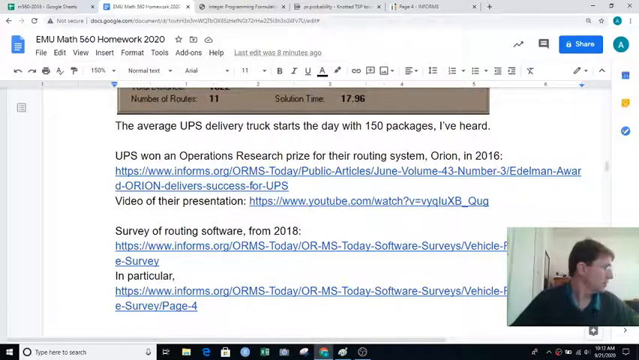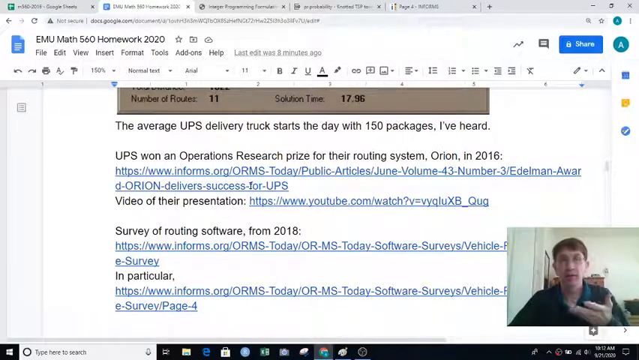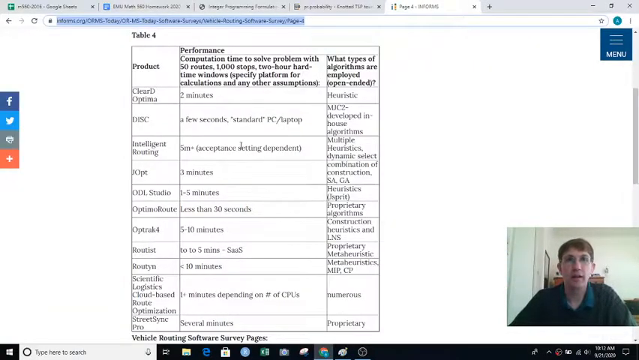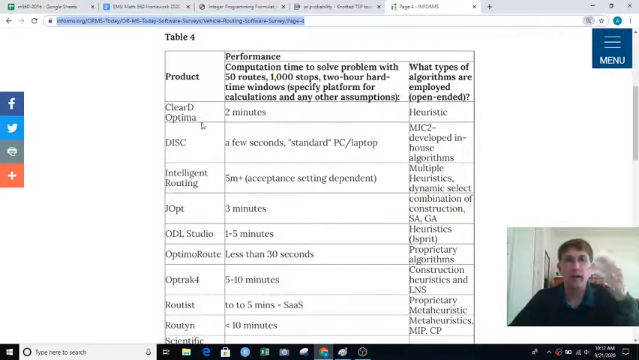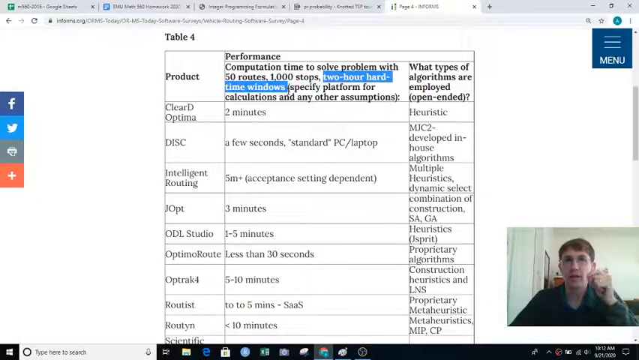The Operations Research and Management Science Society, Informs, publishes a magazine like this. And they do surveys of software for various purposes, and they did a survey of routing software, and let's go take a look at that. So they had all these routing softwares. They asked, how long does it take to solve a problem with 50 routes and 1,000 stops? So that's 20 per vehicle, and with 2 hour hard time windows.